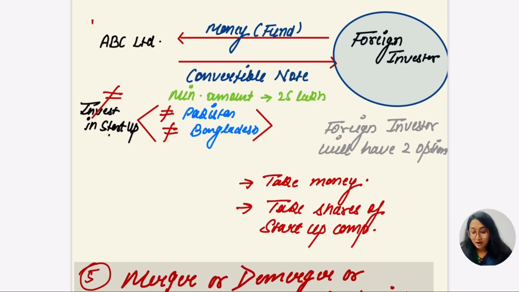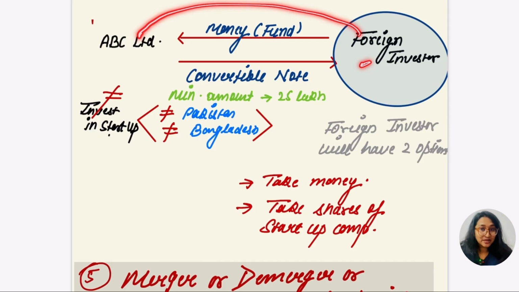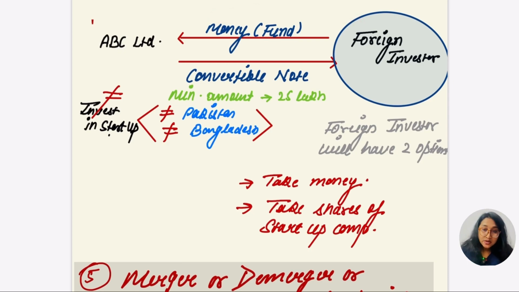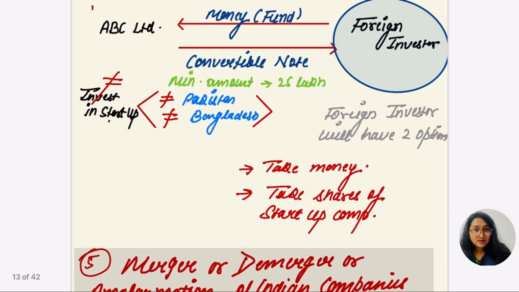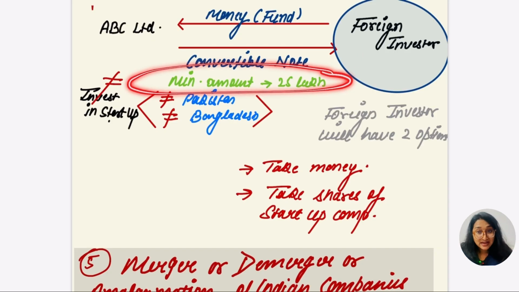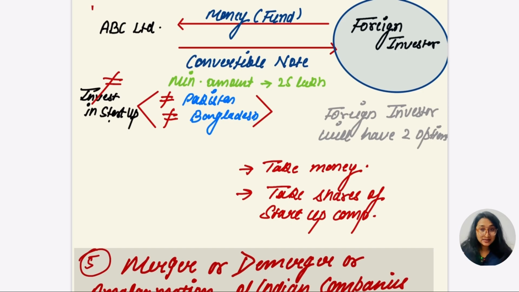So here the foreign investor is going to invest in the Indian startup company. So here the fund is inflowed by the foreign investor. In this case, ABC Limited, the Indian startup company, is going to give the convertible note to the foreign investor. Now there are some conditions which are specified here, which are to be fulfilled by these people. Here the foreign investor at least has to invest a minimum amount of 25 lakh in the Indian startup company, which is here ABC Limited. This is the first condition.